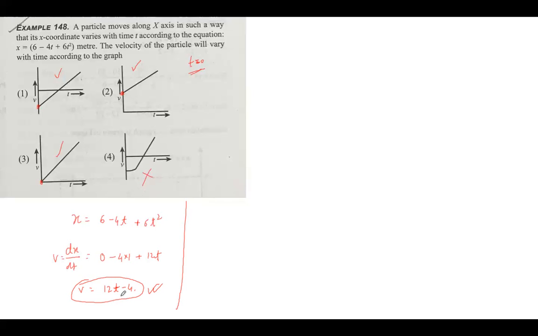Now we have to check at t is equal to 0. So at t is equal to 0, if you check, v is equal to 12 into 0 minus 4. So v is equal to minus 4 meter per second. That means initial velocity is negative.